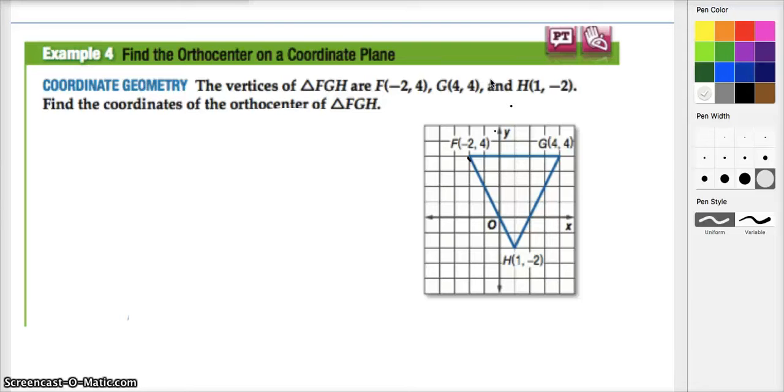Okay, so here's the last problem in section 5.2, the orthocenter on a coordinate plane. So we remember that the orthocenter is found by finding the perpendicular altitudes to each line, so each line or side of a triangle. So what I'll do is I will draw those in different colors.